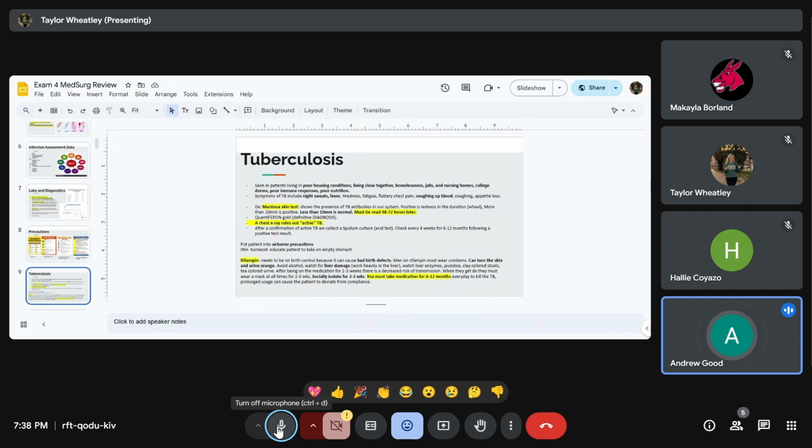Isoniazid, or INH, yeah, we'll go with that. I do not believe, and I do not remember this being on the test. I remember rifampin being on the test, not INH. But there's a little educational piece right there for INH. So rifampin causes bad birth defects. We want to educate these patients on birth control for both men and women. Big thing is it can turn skin and urine orange. That's a pretty big thing too. Liver damage can occur when taking this drug, so watch liver enzymes. Watch for jaundice, clay-colored stools, and tea-colored urine.